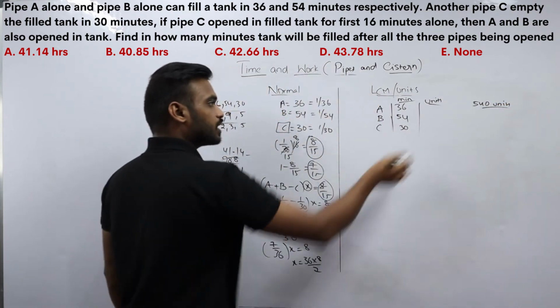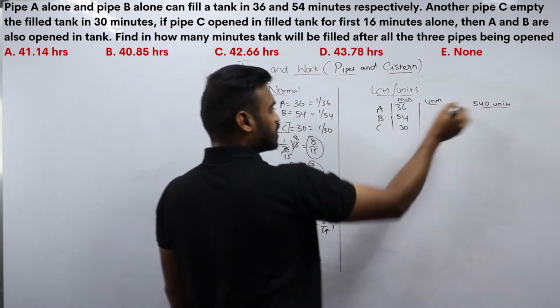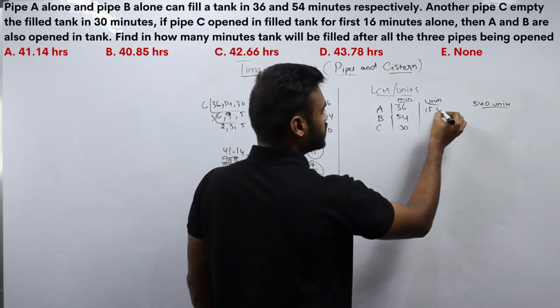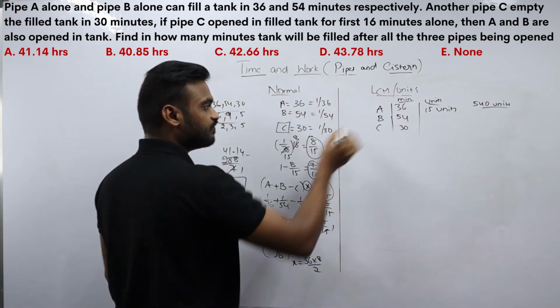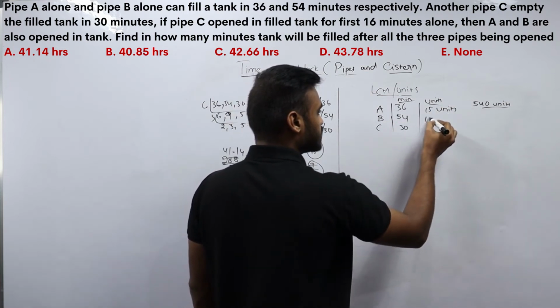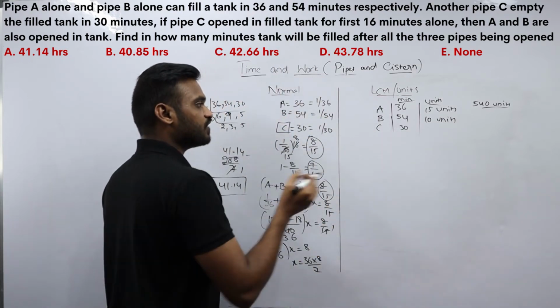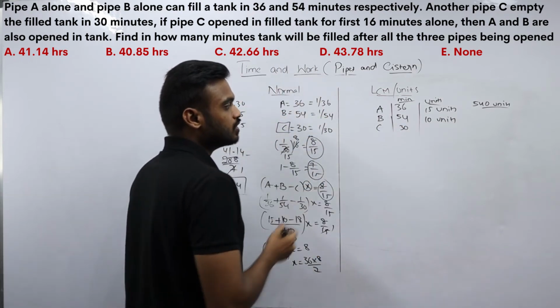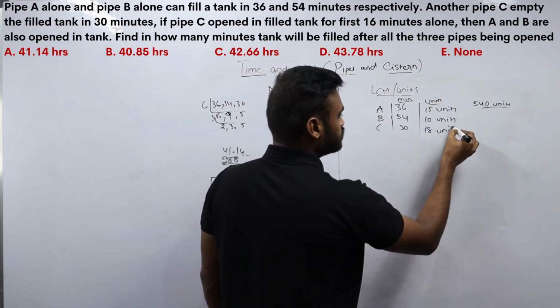Okay. Now to complete these 540 units, A is taking 36 minutes. So 540 by 36, that is 15 units per minute. In the same way, B is completing 540 units in 54 minutes. So per minute, B is completing 540 by 54, that is 10 units of work. In the same way, C is completing 540 units in 30 minutes, so 540 by 30, that is 18 units of work.